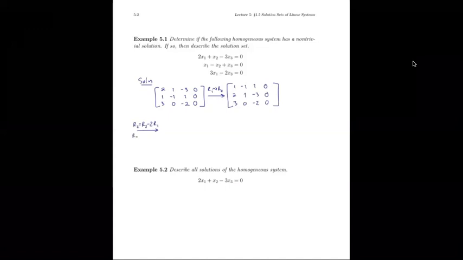Row 3 will be itself minus 3 row 1. And what we end up with in this case is an unchanged row 1, 1, -1, 1, 0. And then we'll have zeroed out the 2. We'll have a 3, -5, 0. Below that, we'll have again a 0, then a 3, then a -5, 0.